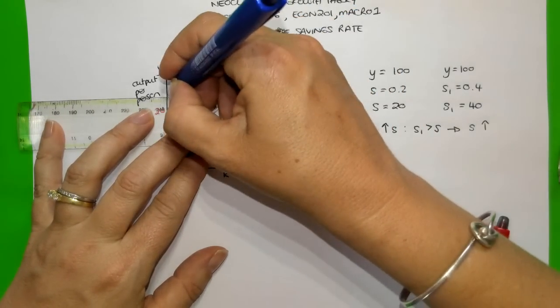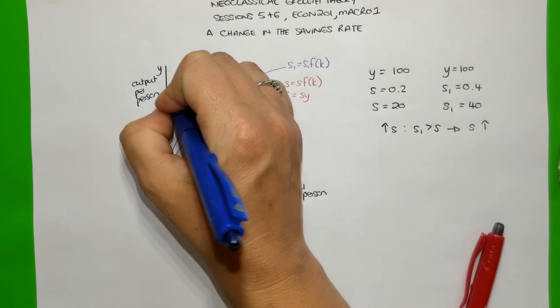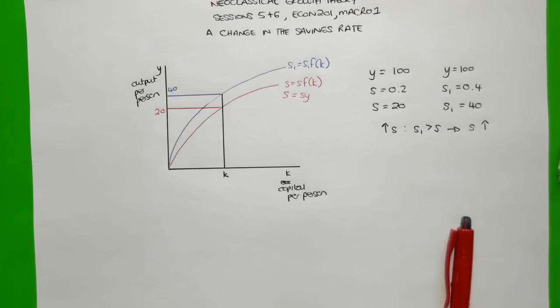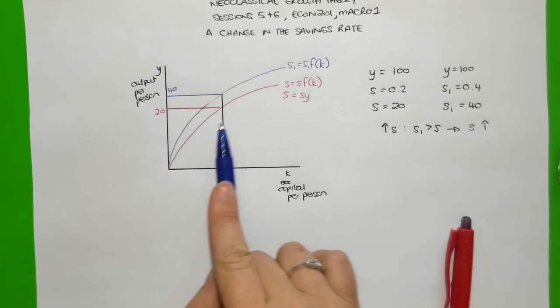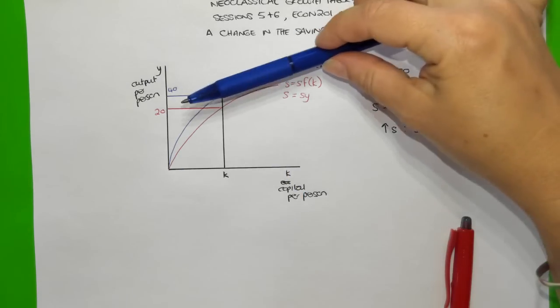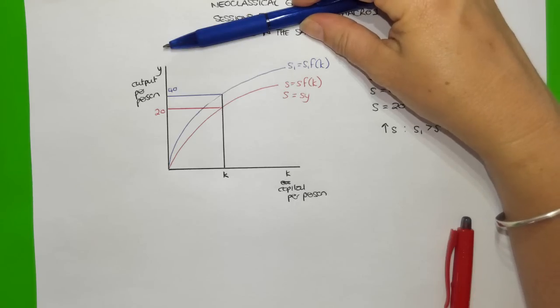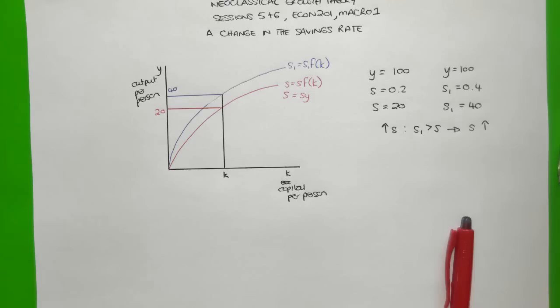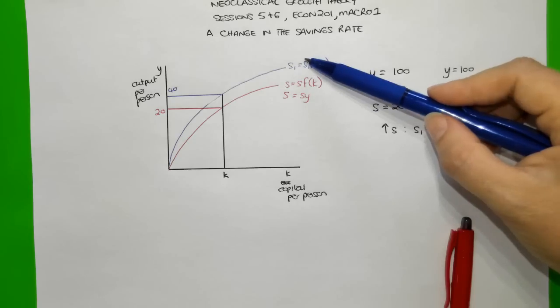And when the savings rate changed, in our example here, what happened was that savings increased from 20 to 40. And if we were to show that for various different capital to labor ratios and their corresponding levels of output per person, what we would see is that when there is an increase in the savings rate, this causes the savings function to pivot upwards.